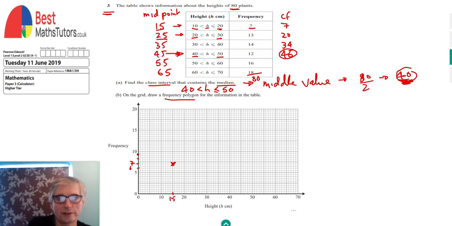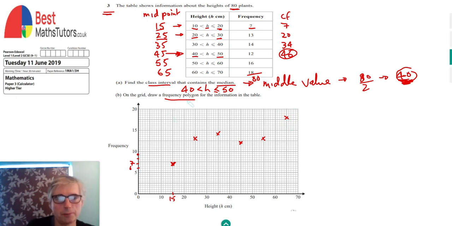And then we'll keep going. 25 against 13 would be there. Then we've got 35 against 14, which would be there. The next one, 45 against 12, is going to be there. 55 against 16 is going to be there. And 65 against 18 is going to be there.